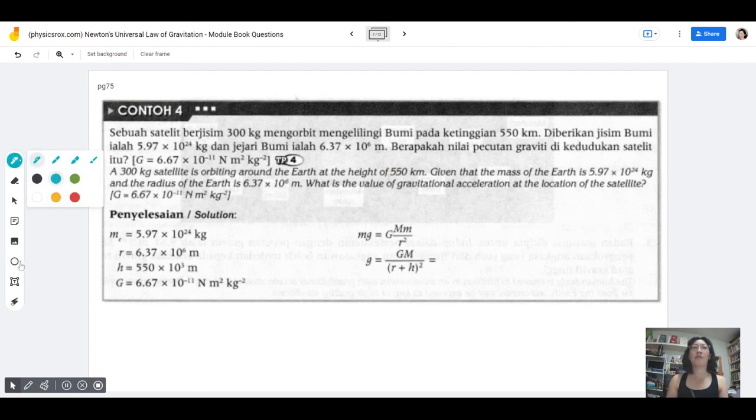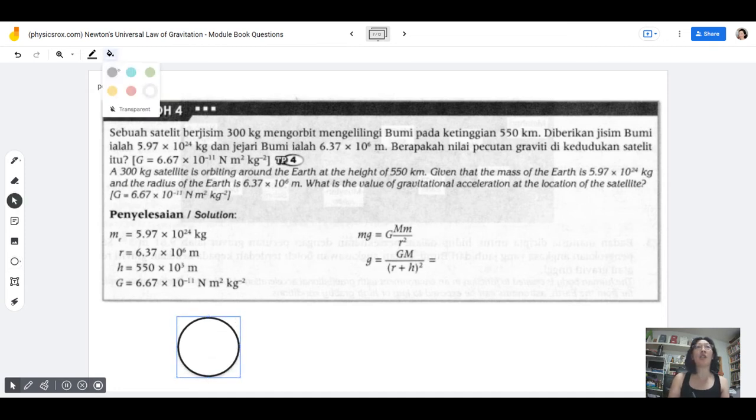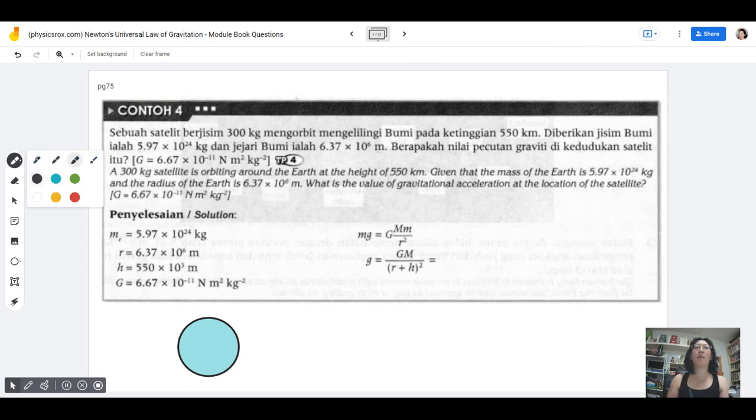Okay, in case you don't know what I'm talking about, if this is Earth, I'm going to put it in blue color, and let's say this is a satellite. I'm just going to put one blob here, this satellite. So remember that the distance r has to be from the center of Earth to the satellite. So that's why you need to take this r distance as the radius of the Earth plus the height of the satellite. That's why they've written it here as r plus h.